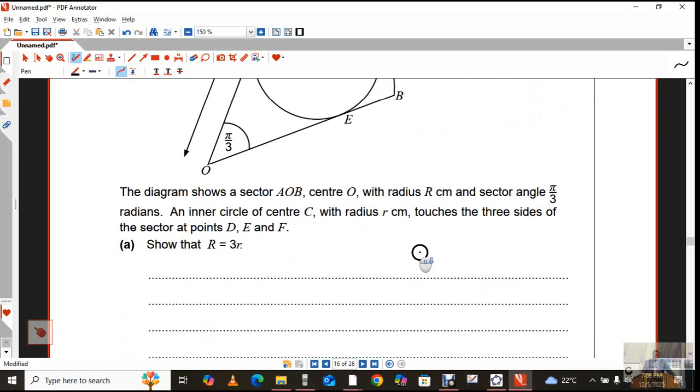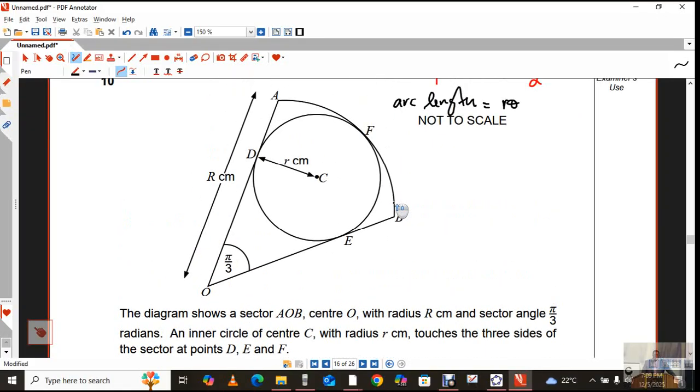Right. They are saying the diagram shows a sector AOB, center O, radius.